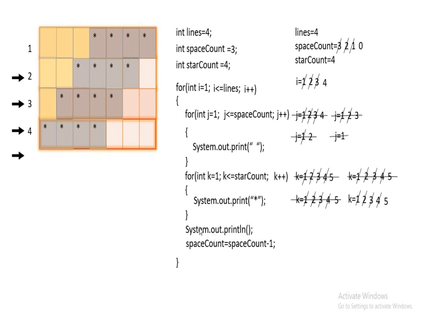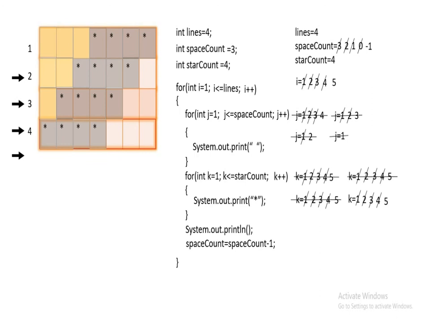Now the cursor moves to the next line. Then space count equals space count minus 1, space count becomes minus 1. Then go back to i++, i becomes 5, but 5 is not less than or equal to 4, so this for loop also ends here. This is our program.